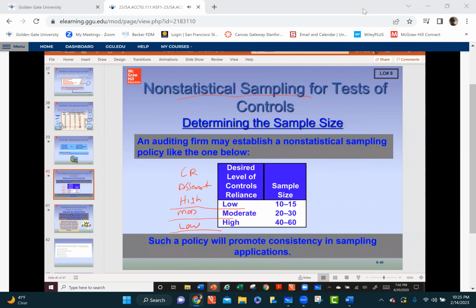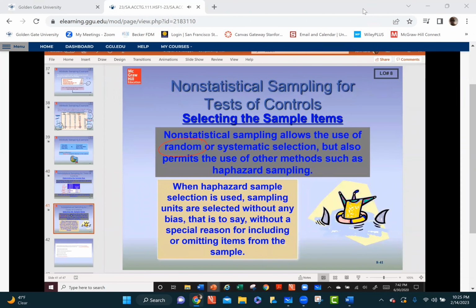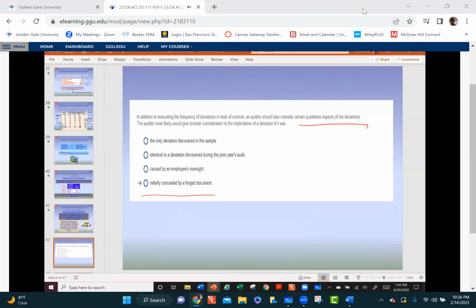Okay, good. Non-statistical sampling. They give us some ideas of sample sizes for non-statistical sampling. I'm probably not going to ask you much about this at all, other than to give you the sense that non-statistical sampling is acceptable, right? Again, use random sampling. Okay, let's go ahead and take a look at this.